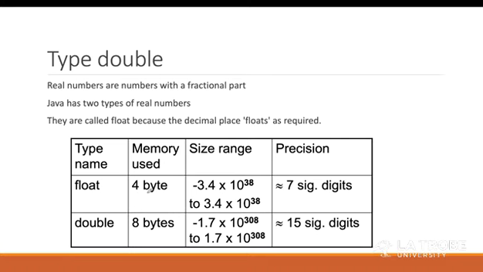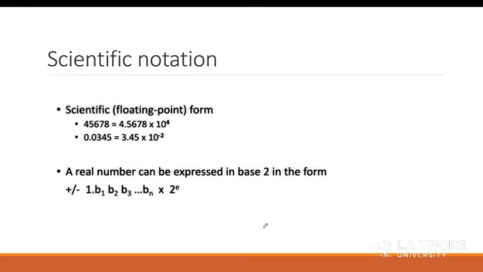So float uses 4 bytes, and that's why the size range of float is minus 3.4 to 3.4, and double uses 8 bytes, and the size range is minus 1.7 to 1.7, and the raises are 10 raised to 38 and 10 raised to 308.